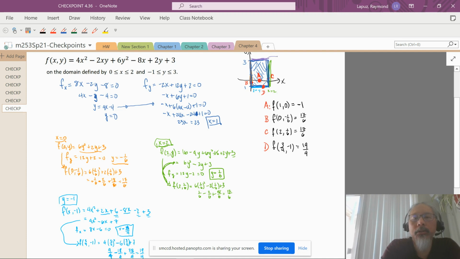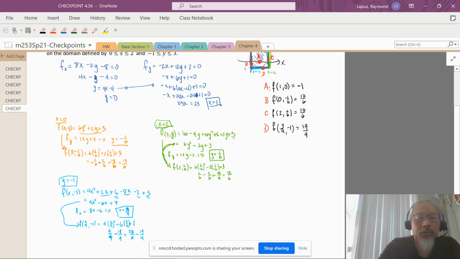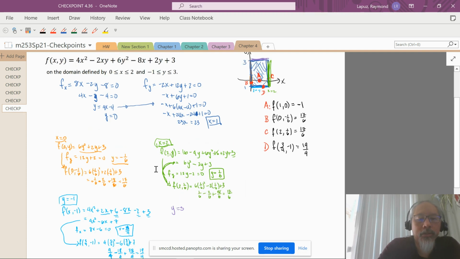This is y is equal to 3. And so when y is equal to 3, we're going to put that into the function. x is still a variable, y is 3. So we have 4x squared. Y is equal to 3. This is going to give us a minus 6x. Y is equal to 3. That's 9 times 6 is 54x. Y is equal to 3. We'll have a plus 6 and plus 3.